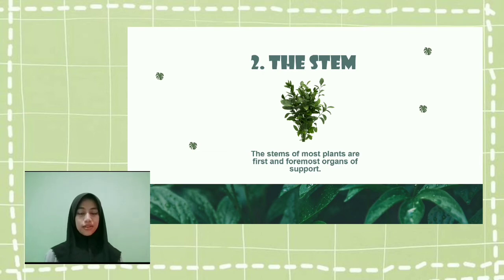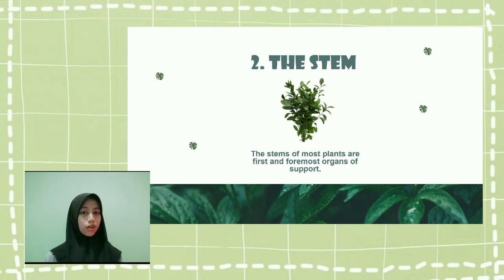The stems of most plants are first and foremost organs of support. They lift terrestrial plants above the ground, raising their leaves toward the sun and holding them in the best position to gain optimum exposure to light and carbon dioxide. They also hold flowers and fruit in positions that allow efficient pollination and seed dispersal.